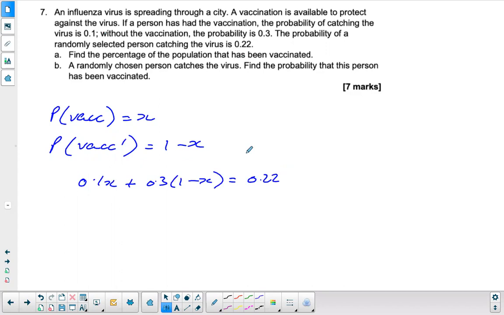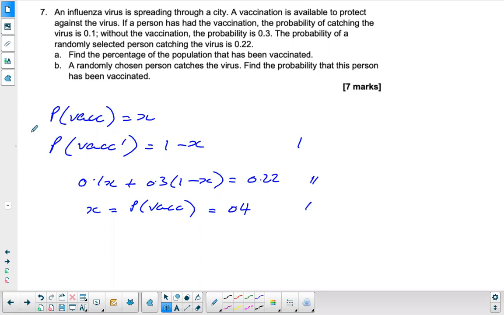And you can work all that through. That's a simple linear equation. I'm not going to do every stage of that, which gives you that X, which is equal to the probability that they're vaccinated, is equal to 0.4. And you get 1 mark for back probability of back prime, 2 marks for setting up that equation, and 1 mark for coming up with an answer.